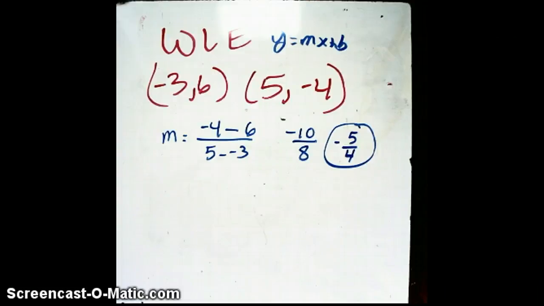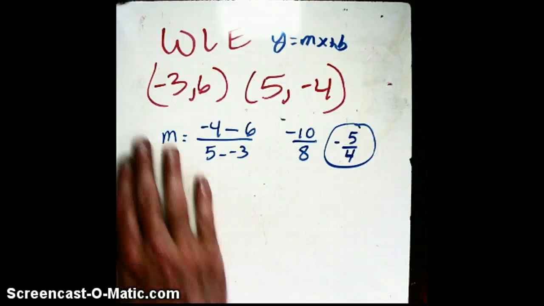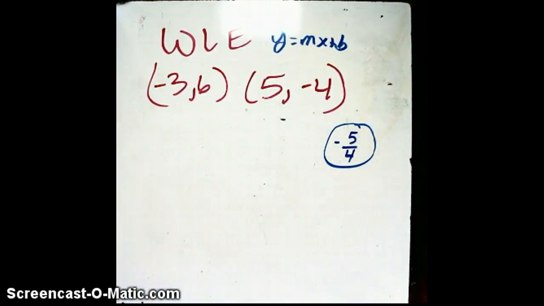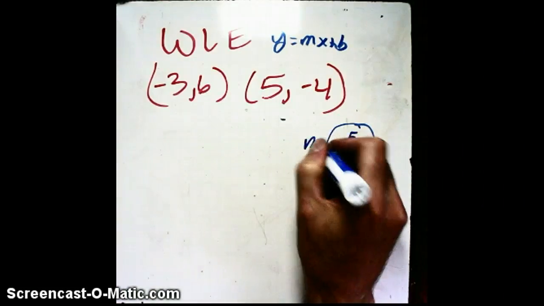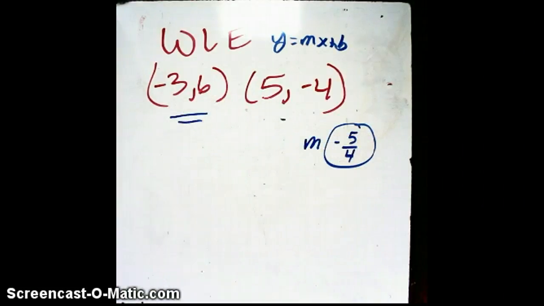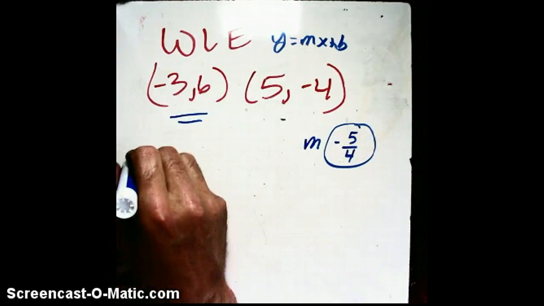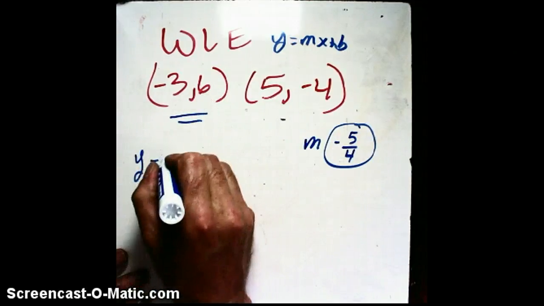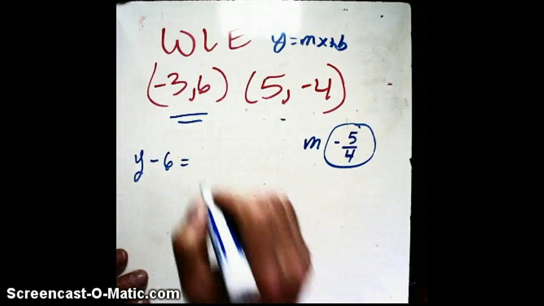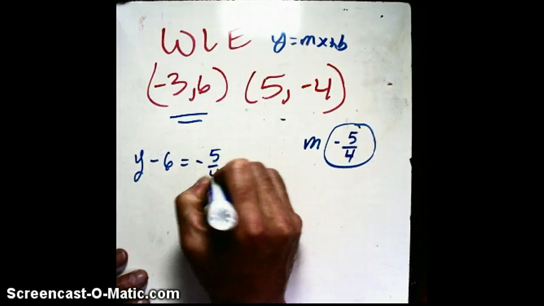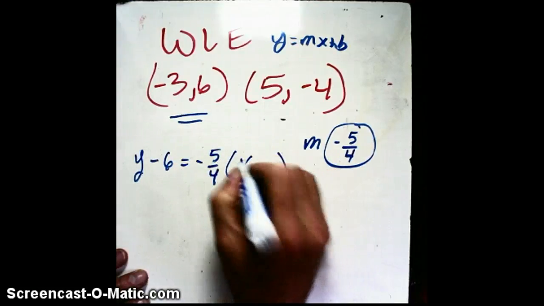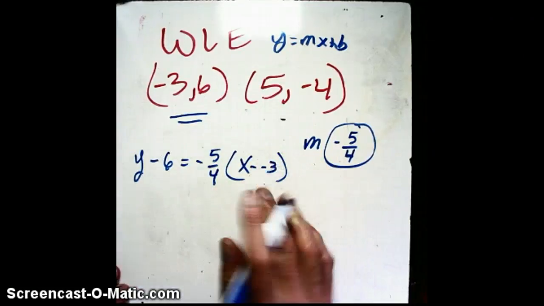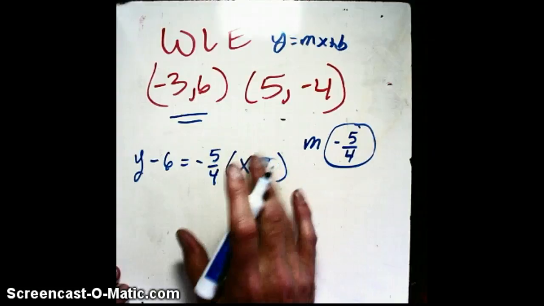Okay, now we have a slope and we have a point. Let's just say we picked this left point right here. Slope and a point. Well, we could use the point-slope formula. And that goes y minus y1, this would be a y1, is equal to the slope, which is negative 5/4, times x minus negative 3. Minus negative 3, which is just plus 3. Okay.